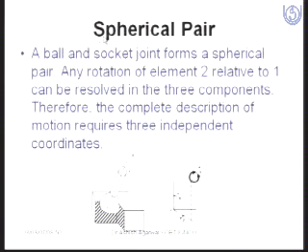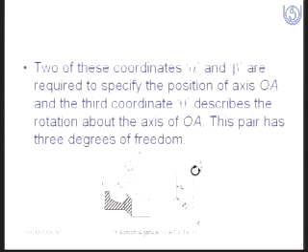Another type of pair is called the spherical pair. It is also called the ball and socket joint. You see that this is between this link and this. Again this is a surface contact, so again it is a lower pair, having 3 coordinates to explain the motion. So this is a 3 degree of freedom because 3 quantities are required to define the motion.